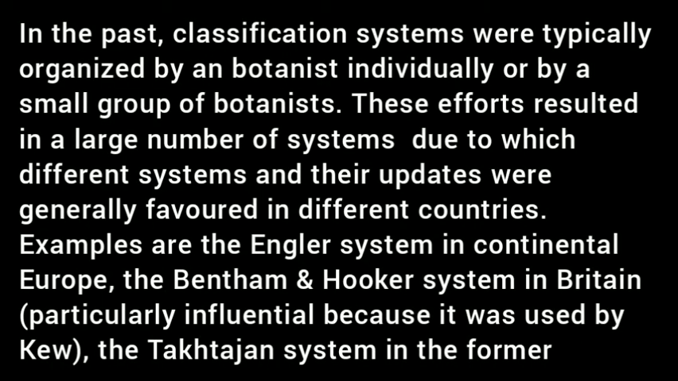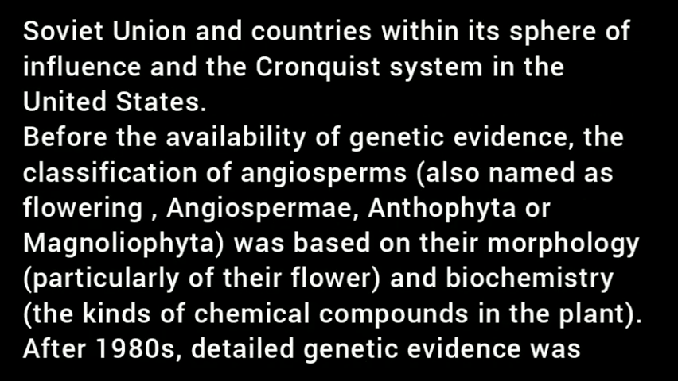In the past, classification systems were typically organized by a botanist individually, or by a small group of botanists. These efforts resulted in a large number of systems, due to which different systems and their updates were generally favored in different countries. Examples are the Engler system in continental Europe, the Bentham and Hooker system in Britain, particularly influential because it was used by the Takhtajan system in the former Soviet Union and countries within its sphere of influence, and the Cronquist system in the United States.